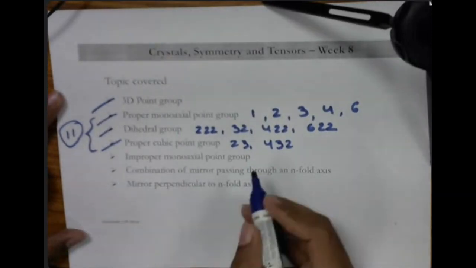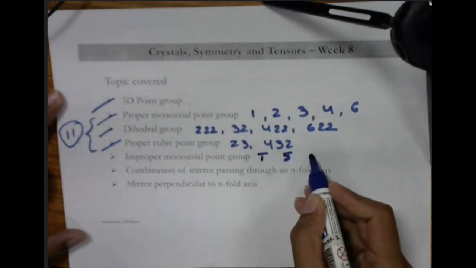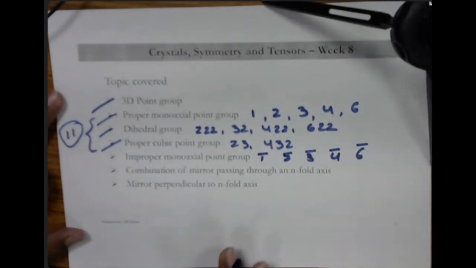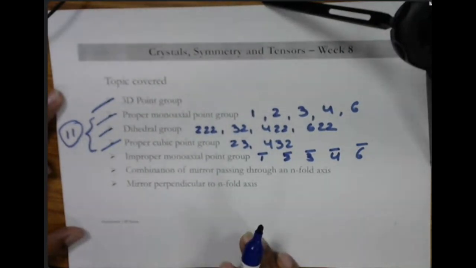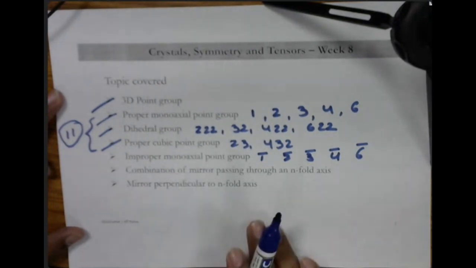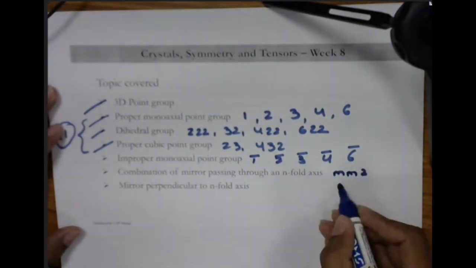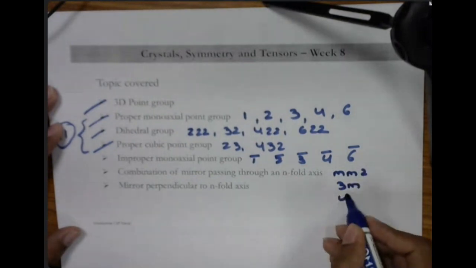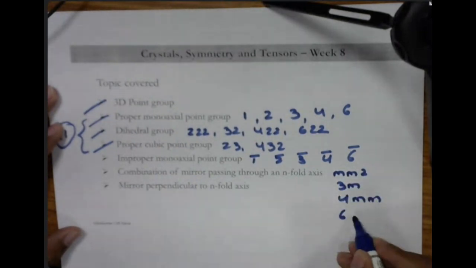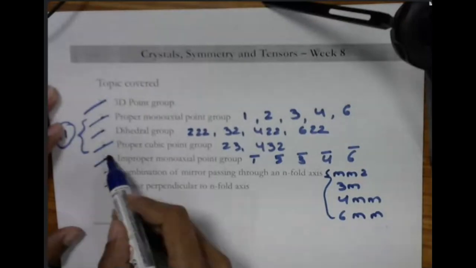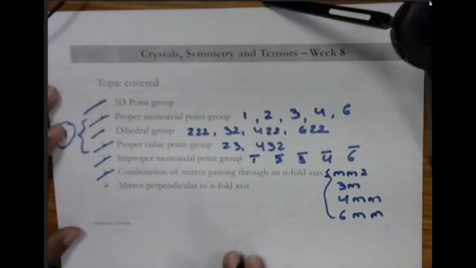Then came the turn of the improper point groups, which consisted of 1 bar, 2 bar, 3 bar, 4 bar, and 6 bar. After that, we combined the mirror and the n-fold, where the mirror was passing through the n-fold. Now what we have got is the list of point groups mm2, 3m, 4mm, and 6mm. So these are the list of groups which we have got in this case. Case 2: combination of the mirror passing through the n-fold.